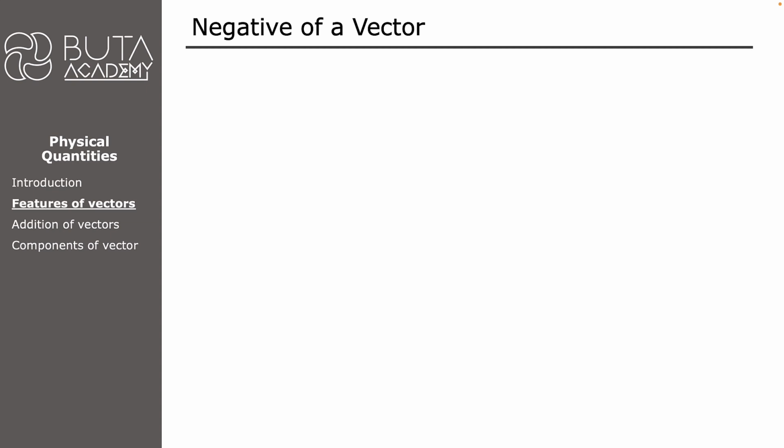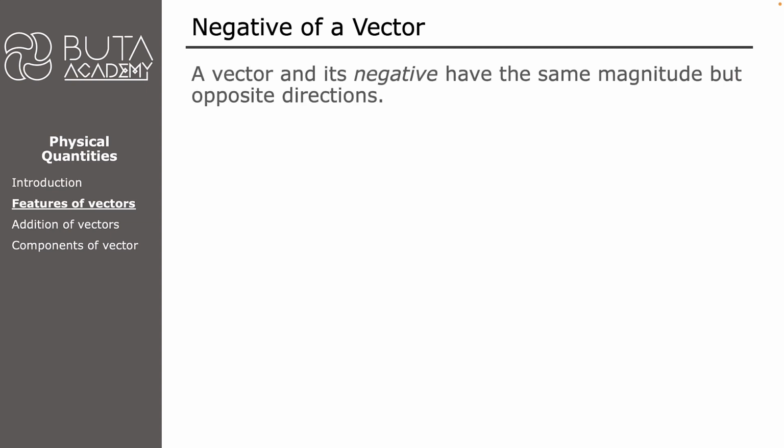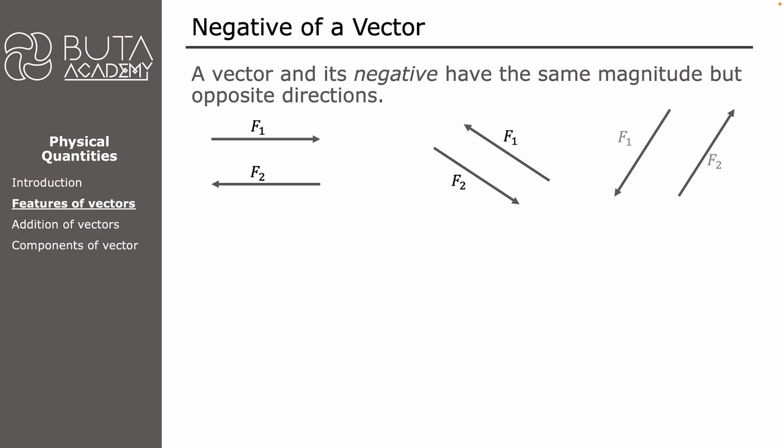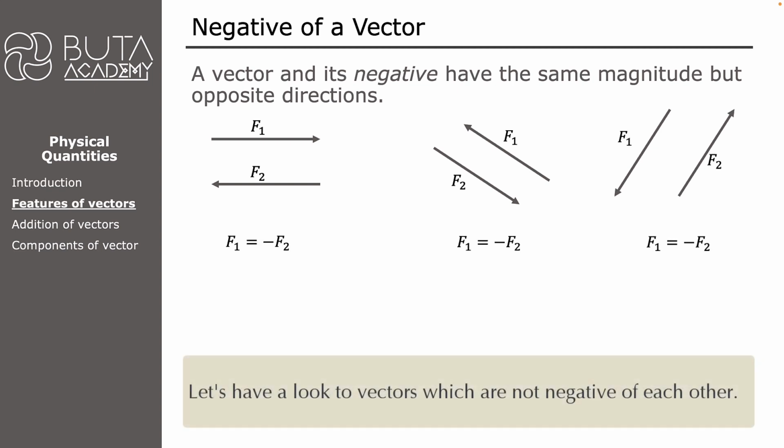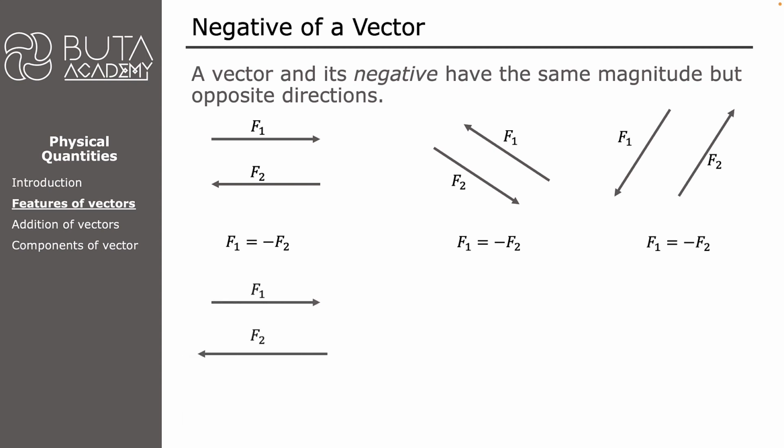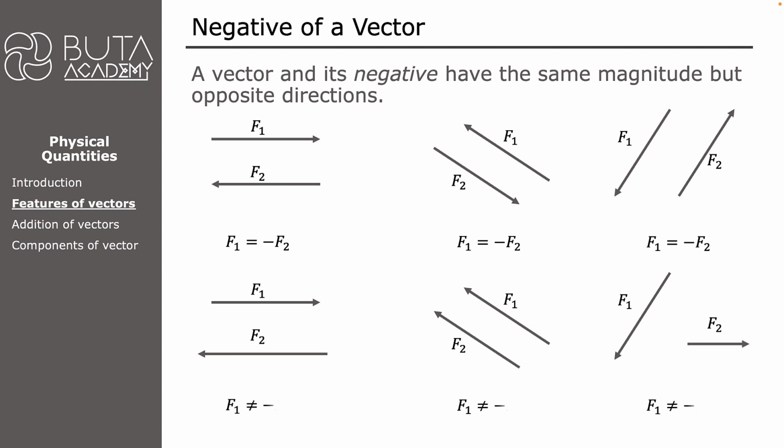A vector is negative of another one if they have exactly same magnitude but opposite in direction. This is the case for each vector pair on the screen. Let's have a look at vectors which are not opposite to each other. In the first example, even though directions are opposite to each other, magnitudes of vectors are different. In the second example, their magnitudes are same, but their directions are same as well. In the third example, their magnitudes are different, but directions are also not opposite to each other. As a result, none of these vector pairs are negative of each other.